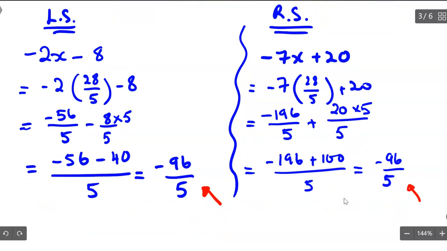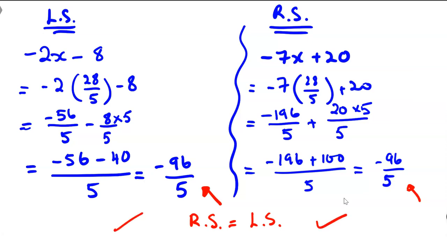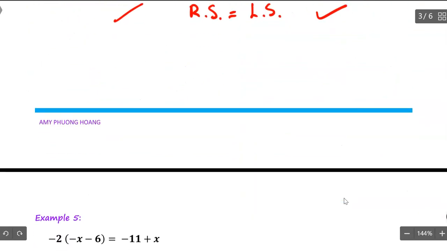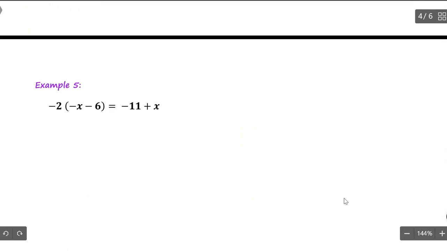Okay, so they are equal to each other, the right-hand side equal to the left-hand side in this case. All right, very good. So let's move on to the next example. In this example, I need to multiply this inside the bracket. So I have positive 2x, positive 12 will be equal to negative 11 plus x.